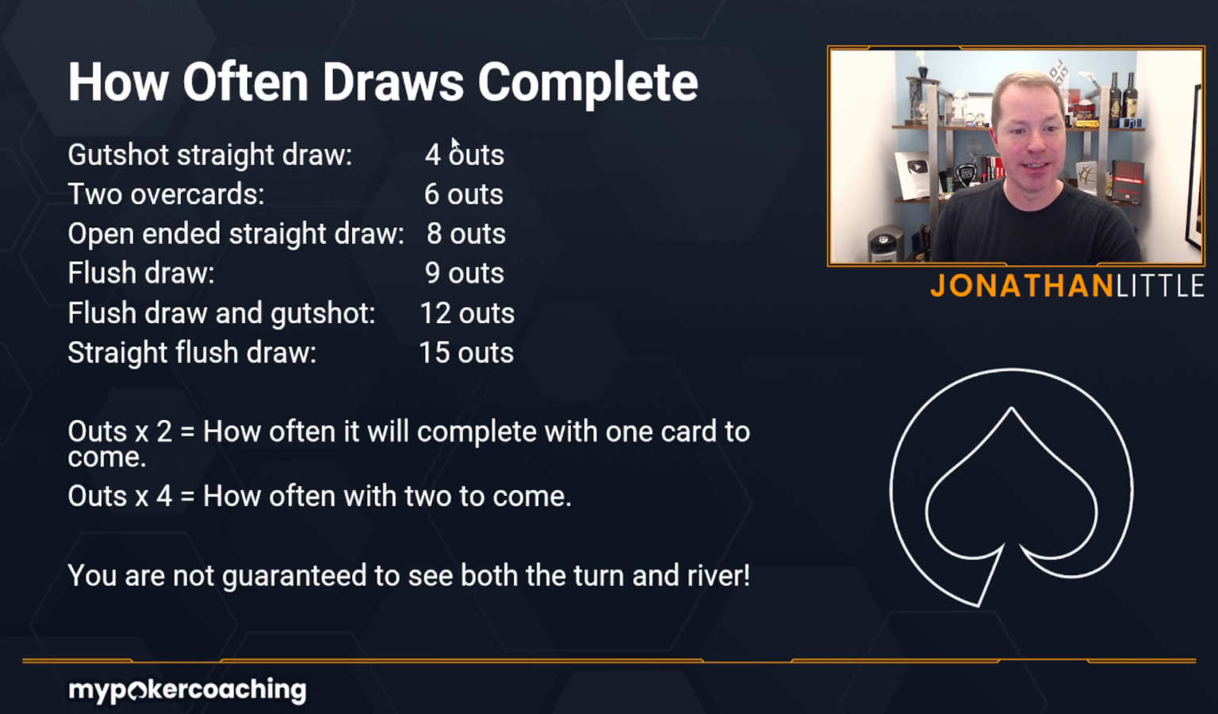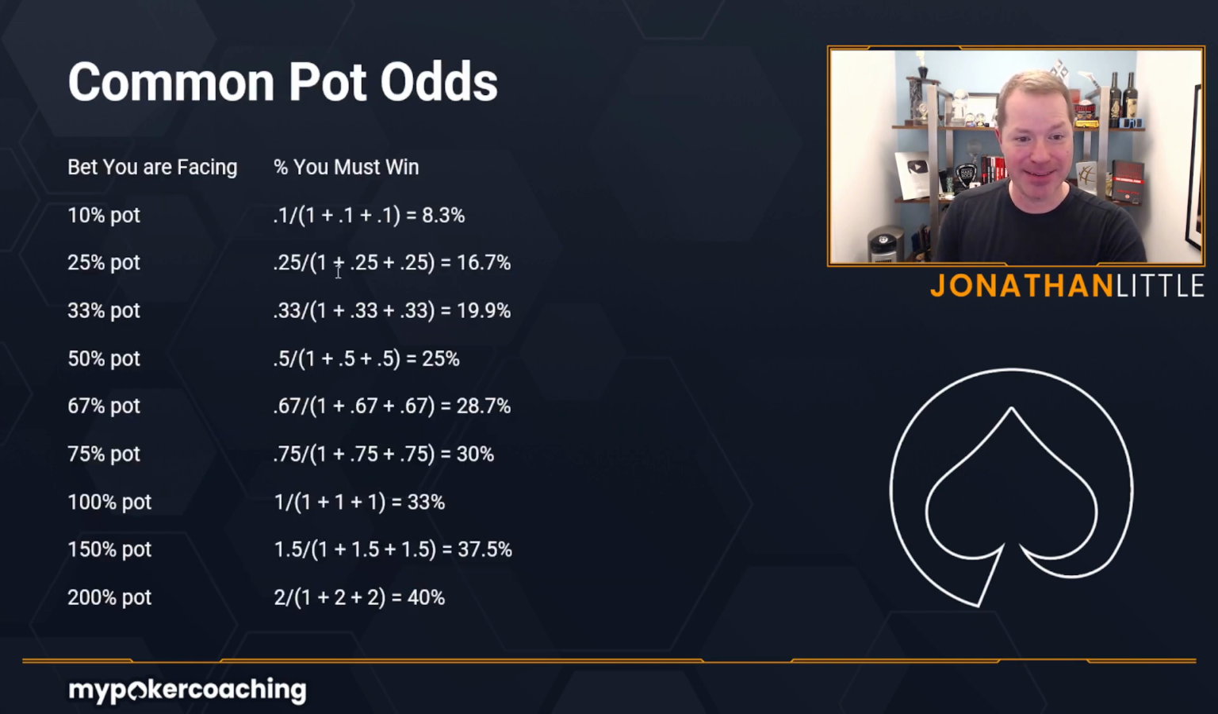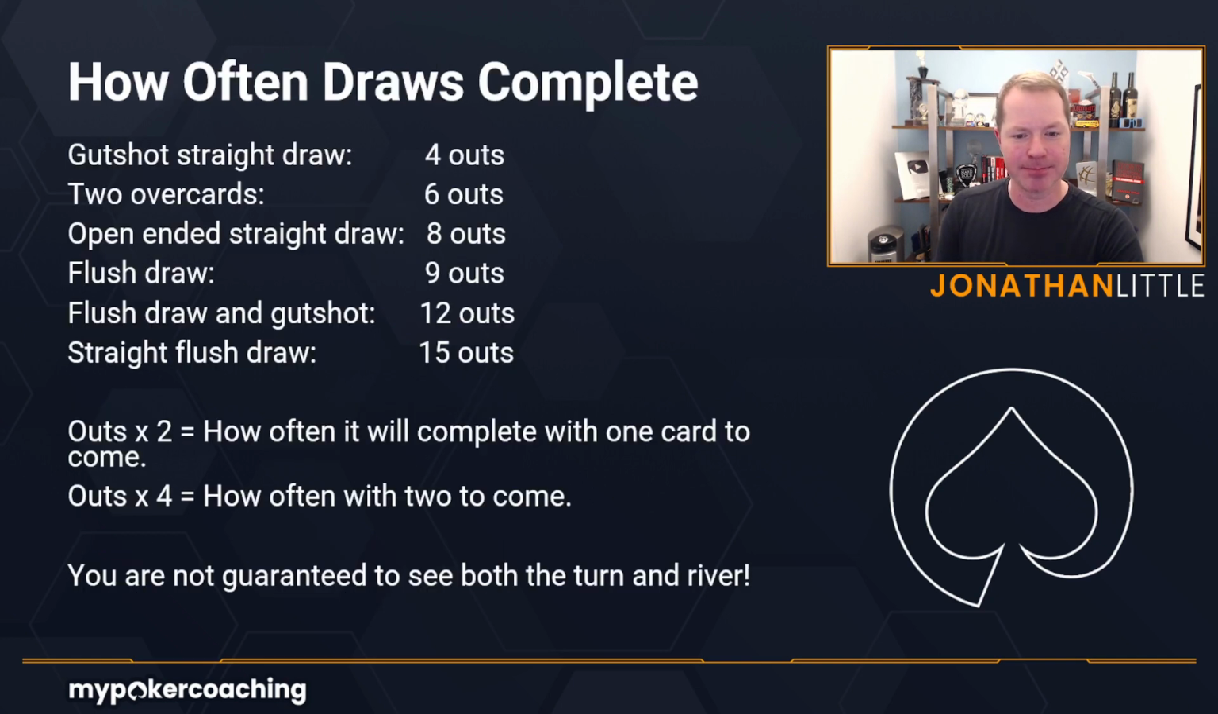So let's say you have a gut shot straight draw. 4 times 4 is 16. That means you're going to make your straight 16% of the time. So if your opponent goes all in for a tiny 10% pot bet on the flop, which won't happen all that often, but maybe it will, you need to be calling with your gut shot straight draw because you're going to win 16% of the time, and you only need to win 8.3% of the time, right?